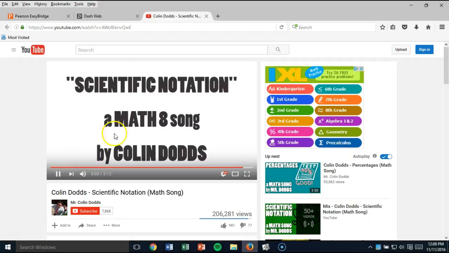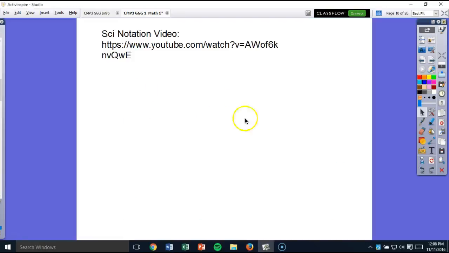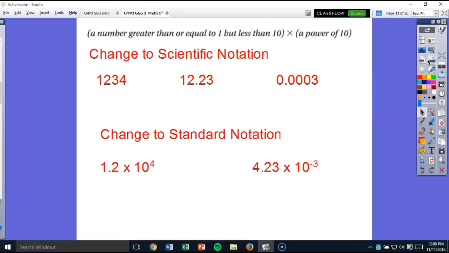All right, so that may or may not help you. We're going to do some examples now so that you get an idea. After we do these examples, you may want to go back and watch that video again, because it might make a little more sense. So we're going to change these numbers up here to scientific notation. Well, we're assuming that this is the number 1,234 and that the decimal is currently here.